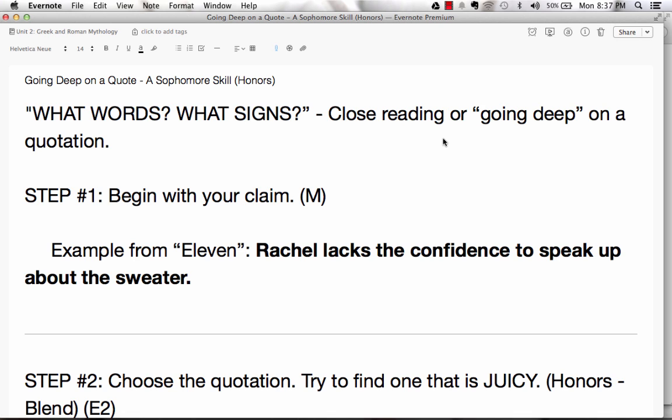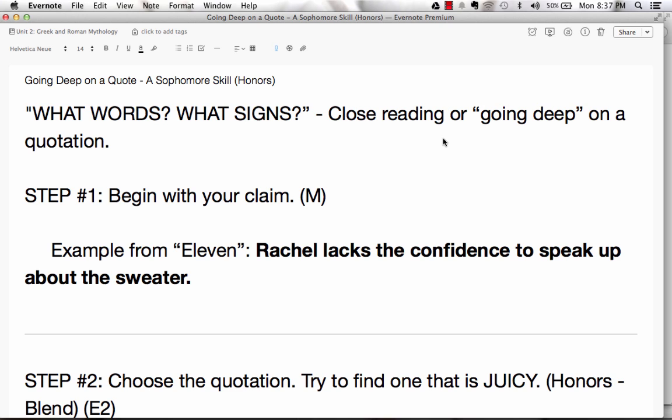Okay, so this lesson is about what I'm going to call going deep on a quote. This is a skill that we start in your sophomore year. As you build up in your English skills, in your reading skills, in your writing skills, you will gradually move away from reading a text just for meaning, just to understand it, and more towards reading a text as a way to figure out what an author is doing and what kinds of choices they're making when they're writing.